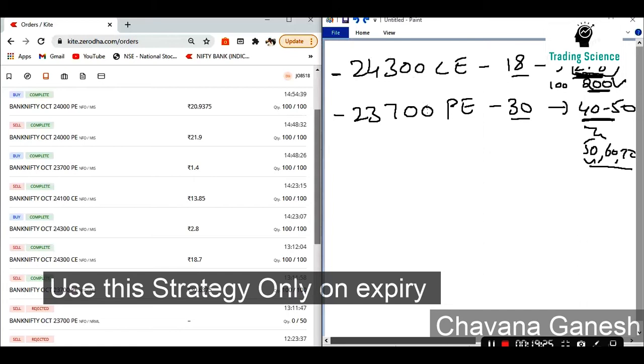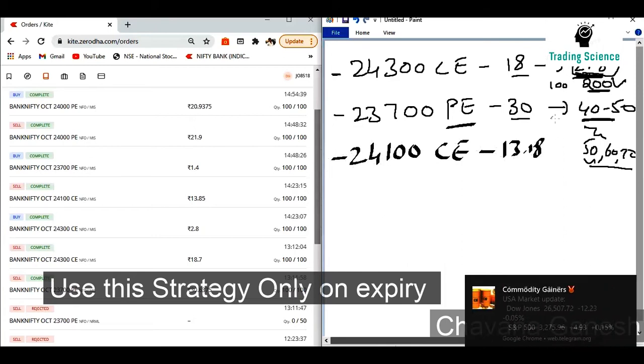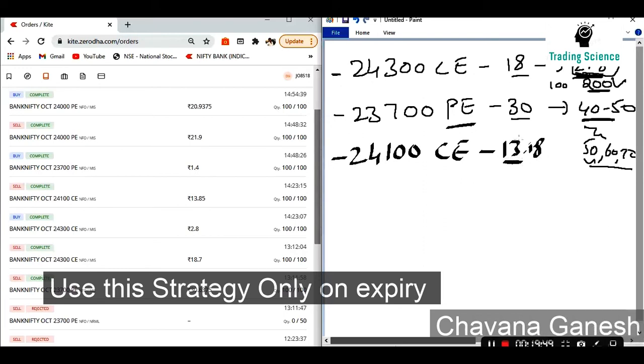To hedge these positions, to hedge this PE, I sold CE again. Which one? Here you can see 24100. I sold 24100 CE at the price of 13 rupees. Now if the market goes down also, I have 13 rupees of premium to hedge my PE positions.